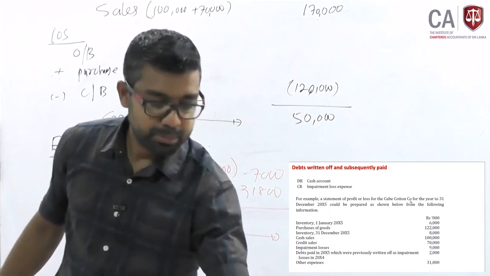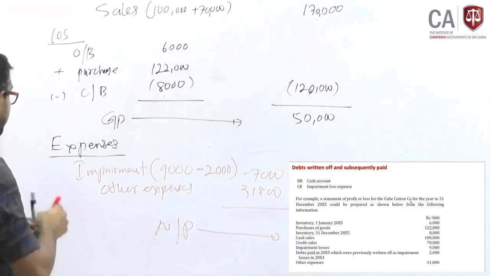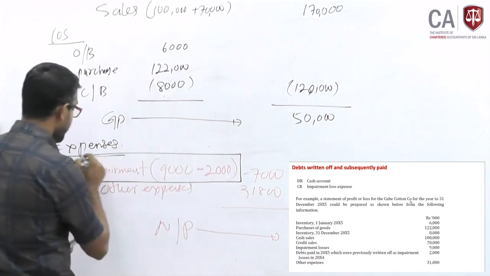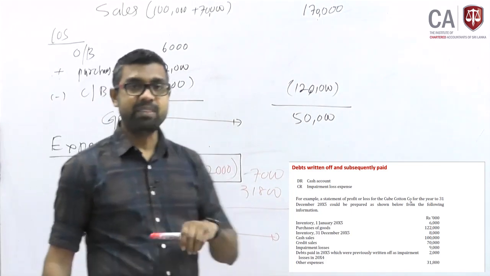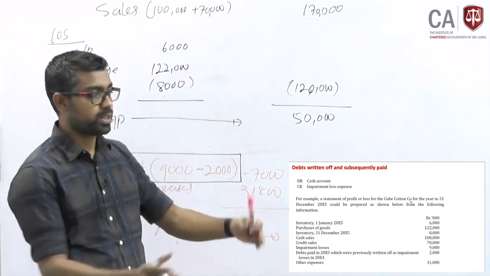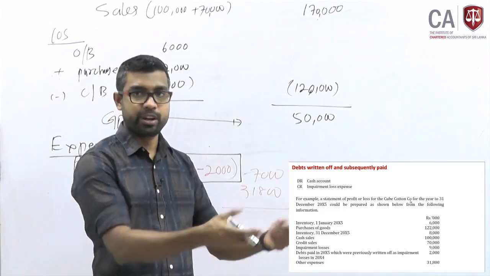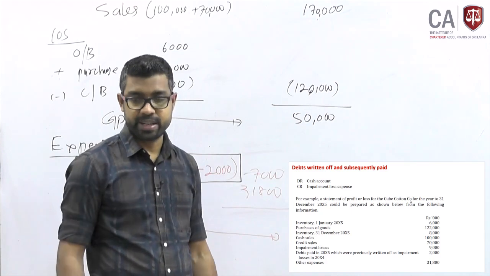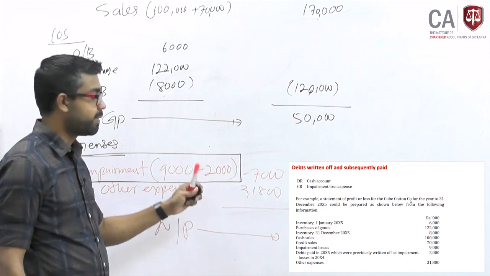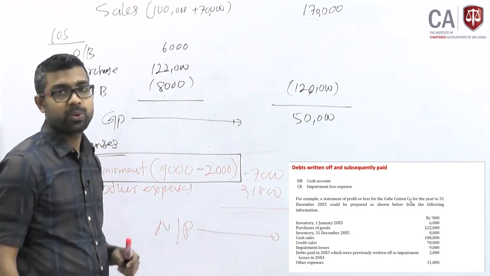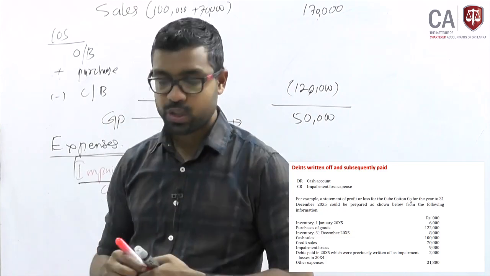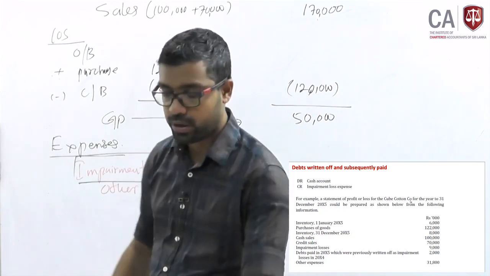Simple question, but what is the learning outcome from this? Impairment loss. When you recover already written off debtors, in this case you had written off some amount of debtors in 2004, and in 2005 you have recovered 2,000 again. Then that amount should be credited to impairment loss account. That's the learning outcome from this question. Fine. Moving on.